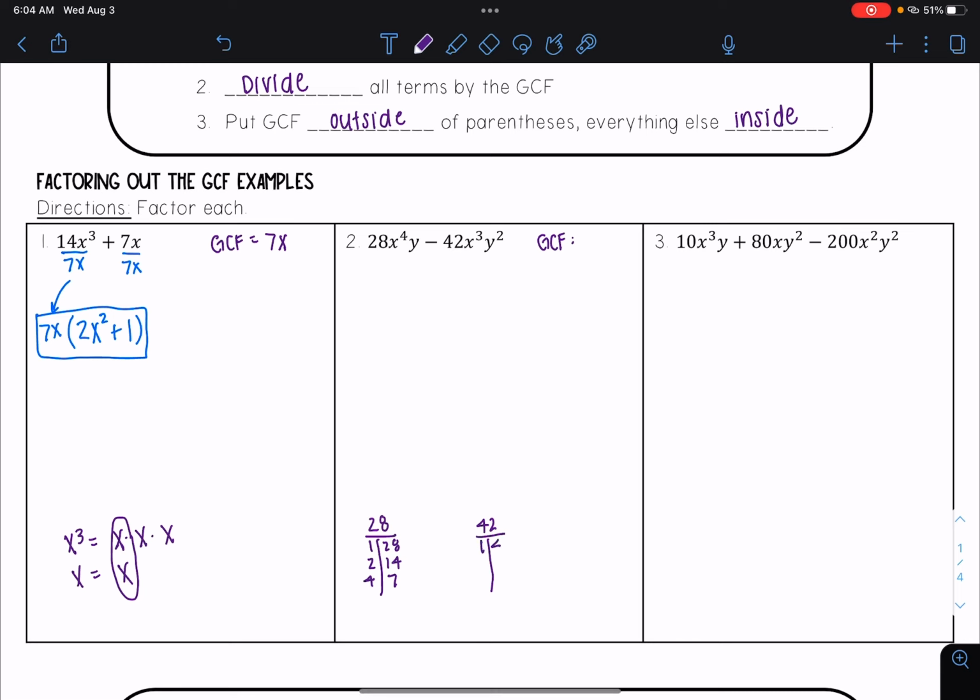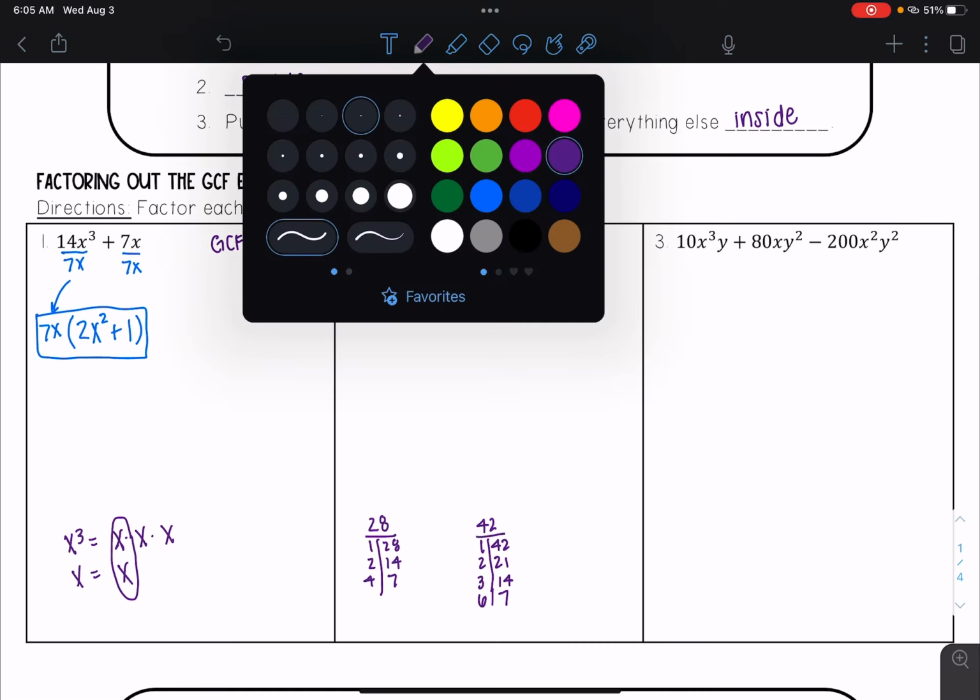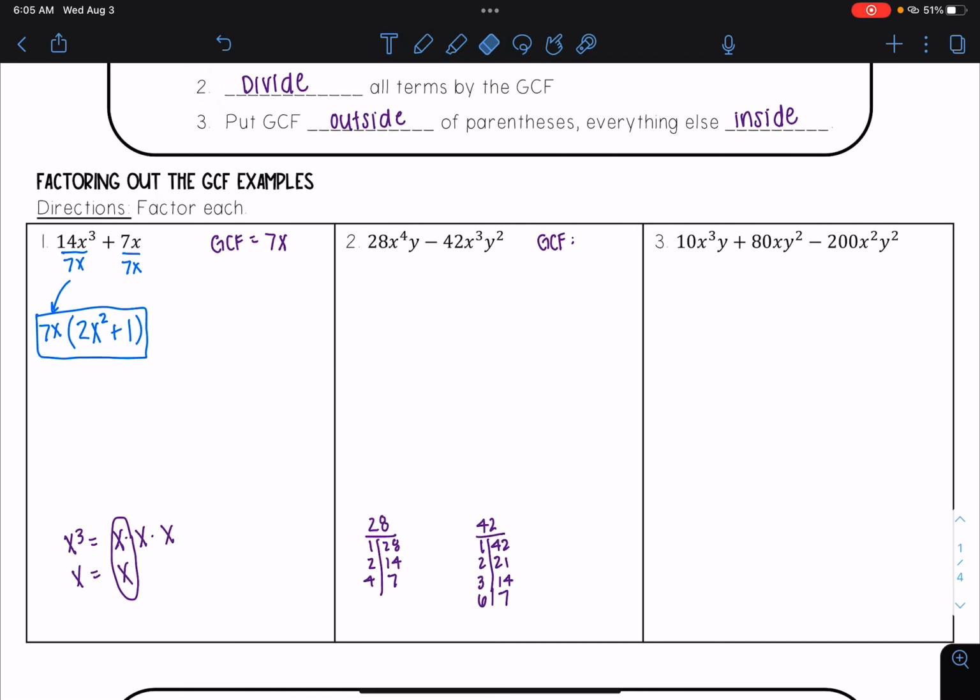For 42, I have 1 and 42. 2 times 21, 3 times 14. 4 doesn't go in there, 5 doesn't go in there, and then I have 6 and 7. And so here I was actually wrong. The largest number that goes in here is actually 14. So it can be good to go ahead and make those tables anyways, just so you can check. So that means that my GCF starts with 14.